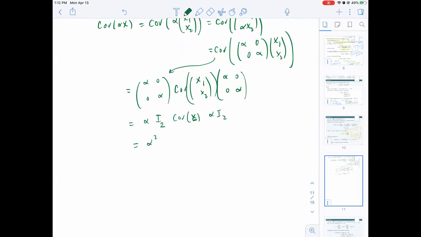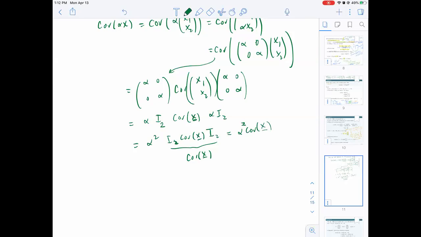These are scalars. I get alpha squared, and then you can just write many statements or just in one line. So this is just going to be covariance of x, because I is just the identity matrix. When you multiply the matrix by the identity matrix, you get back the same thing. So this formula also gives you that result that I mentioned. Okay.